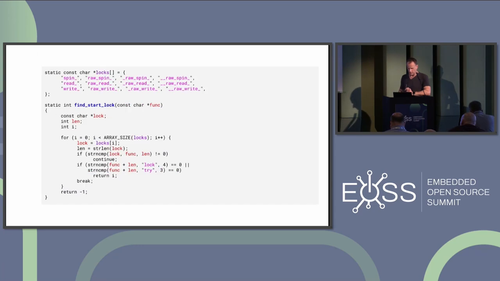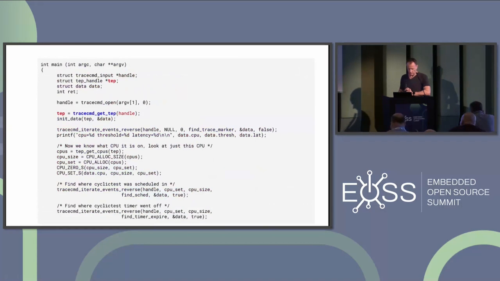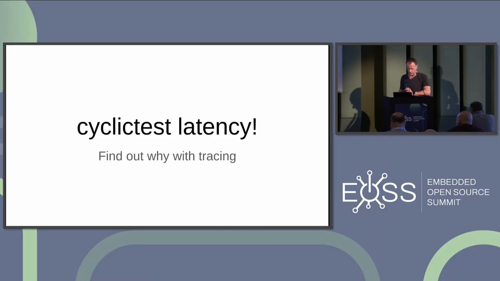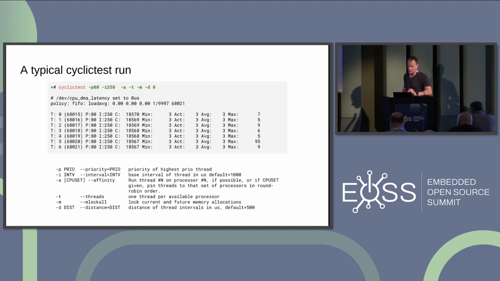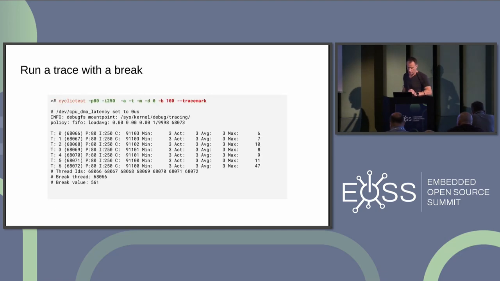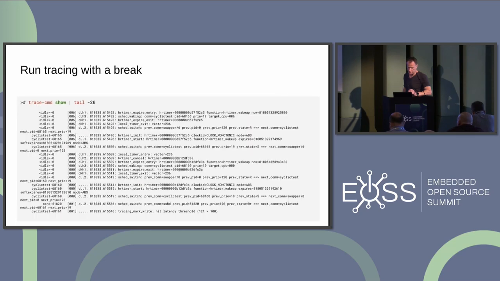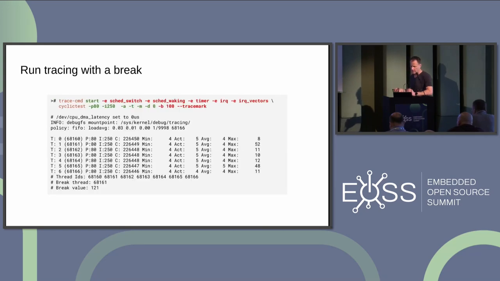Let me go back to the very first one. It went from 3 microseconds to 8 to 9, because I enabled every event. Let's look at my presentation. This is with no events enabled. It was an average of 3. Let's see where I started tracing here. The average was 4 or 5 when I was enabling the sched switch events and timers, IRQs, IRQ vectors. So it went up a microsecond in latency.